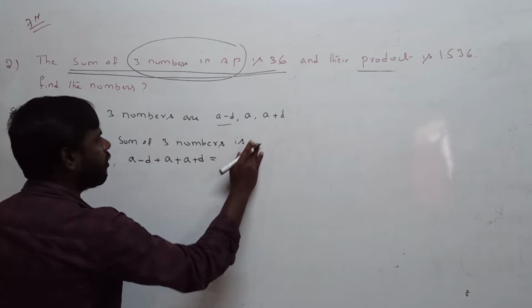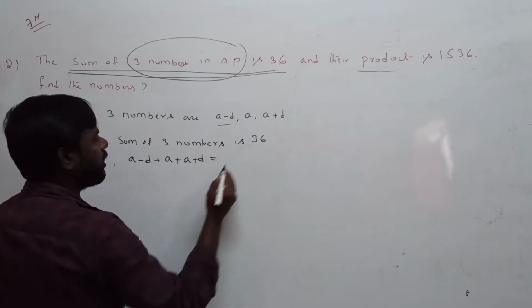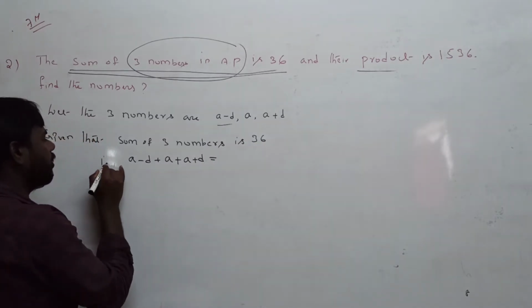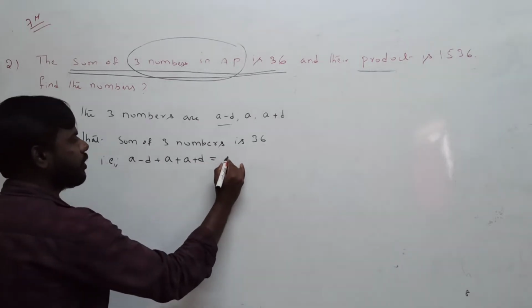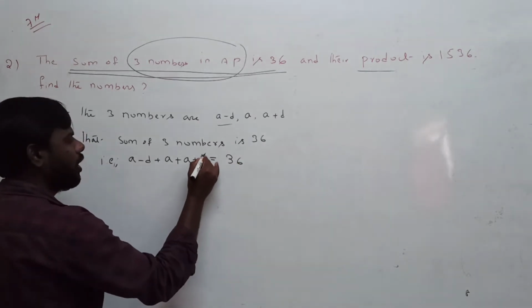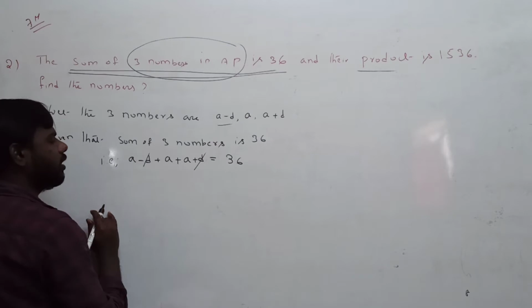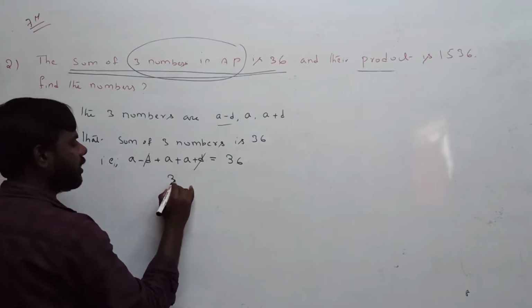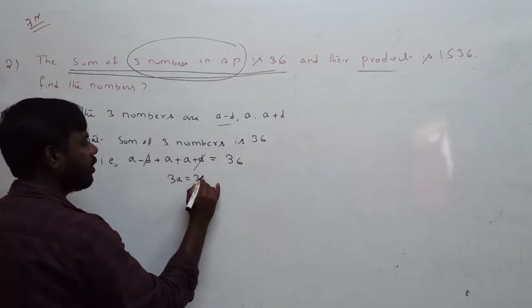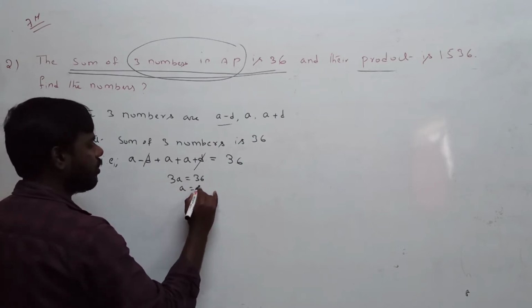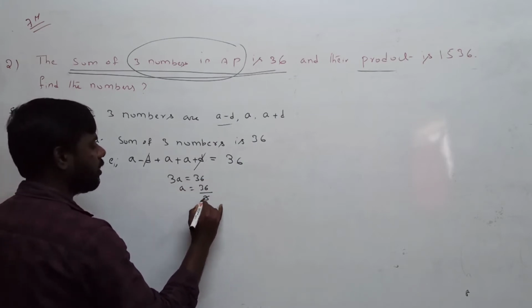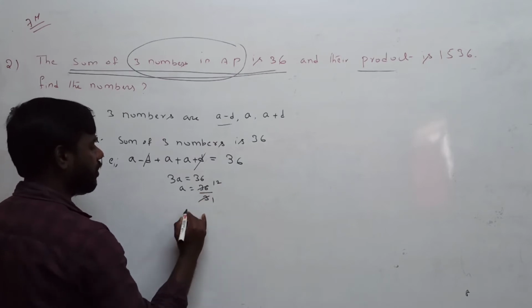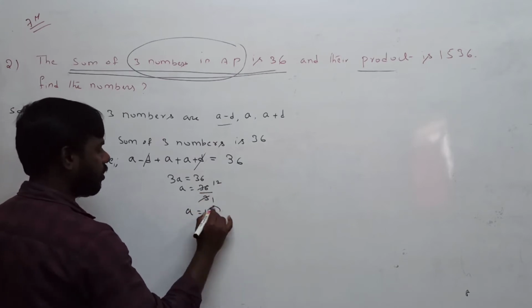Sum of the 3 numbers is 36. We are adding the 3 numbers. Plus D and minus D get cancelled. We are adding A plus A plus A, which is 3A. 3A is equal to 36. A is equal to 36 by 3. We got A is equal to 12.